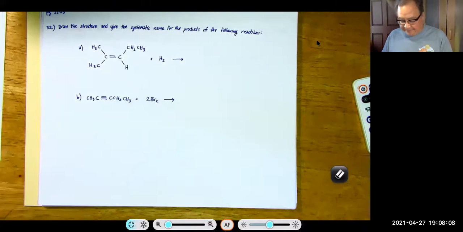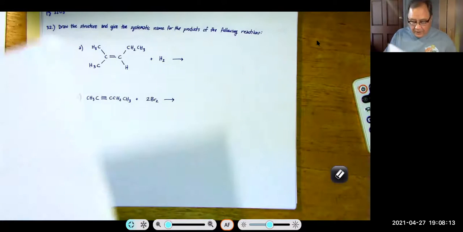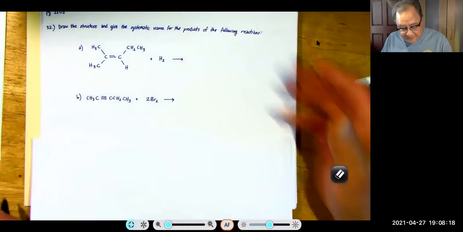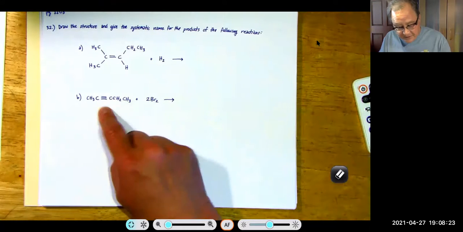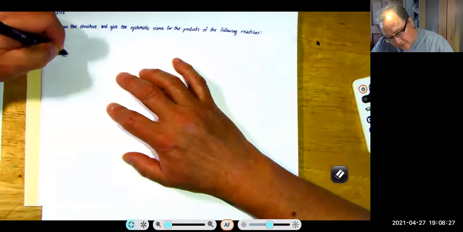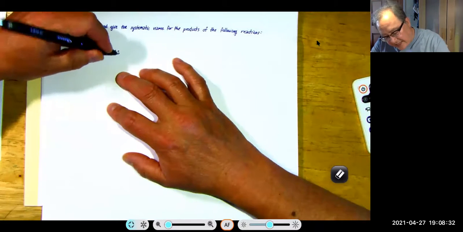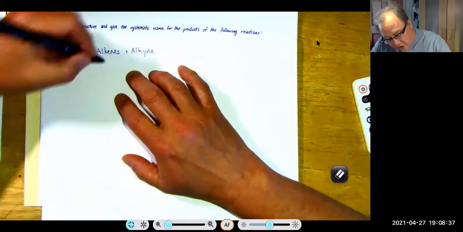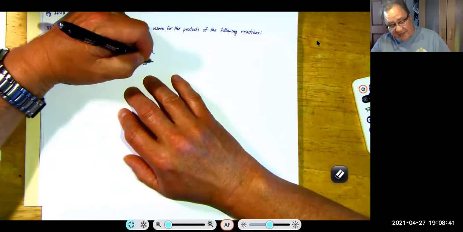Let's go to 32. Now, 32 means I have to teach you how to come up with products where alkenes react and alkynes react. So let's look at reactions for alkenes and alkynes. So an alkene, just to remind you, has a carbon-carbon double bond, and an alkyne has a triple bond.